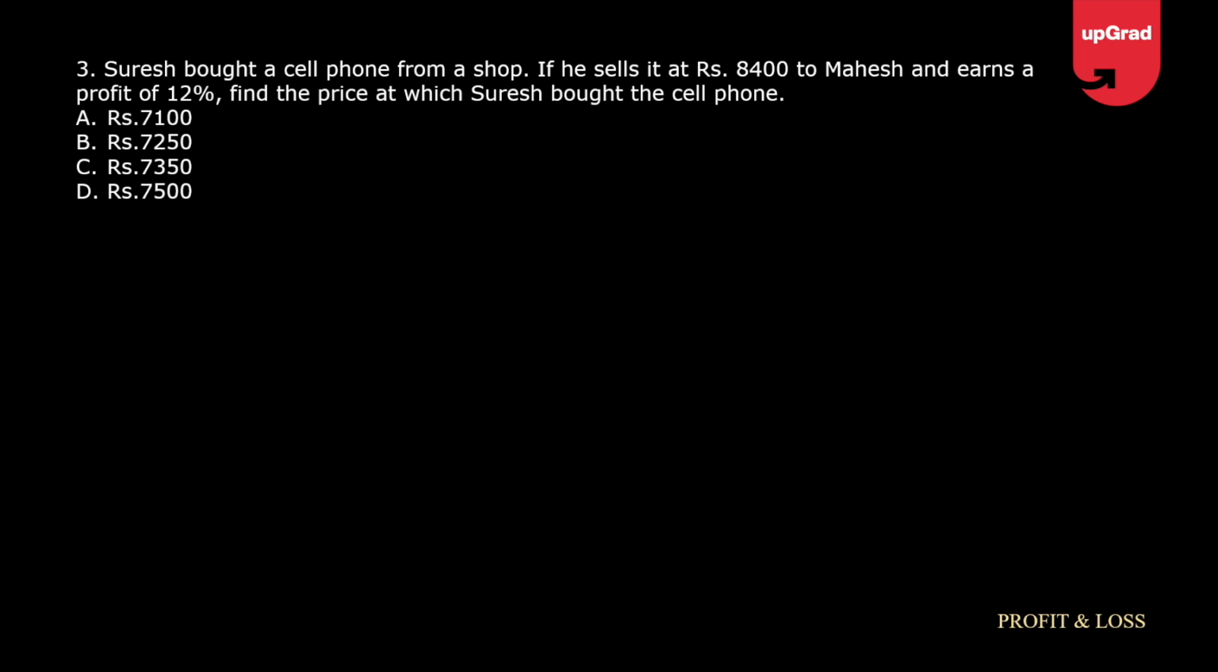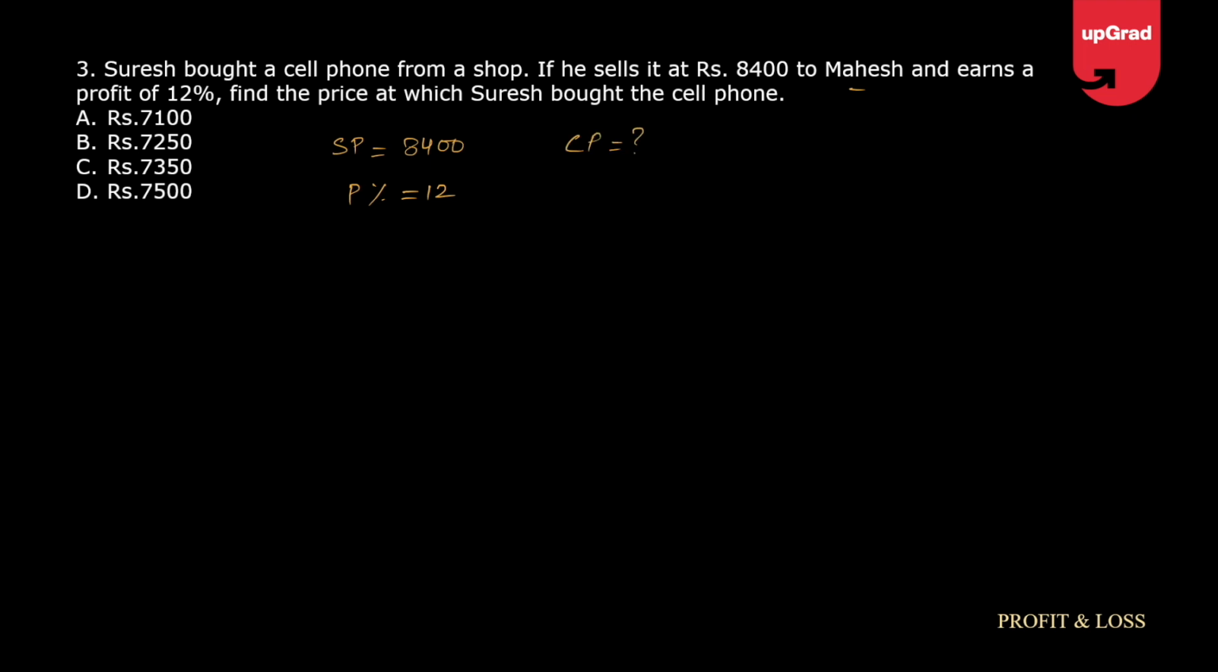So the next question says, Suresh bought a cell phone from a shop. If he sells it at 8400 to Mahesh, so let me put the values first of all. Selling price is 8400 for him. To whom it was sold? It was sold to Mahesh, and earns a profit of 12%, which means my profit percentage is 12. Find the price at which Suresh bought the cell phone. That means I have to calculate cost price.